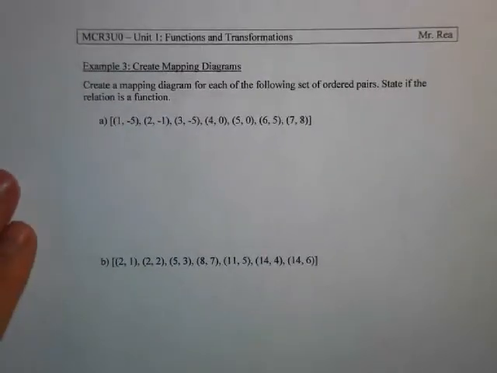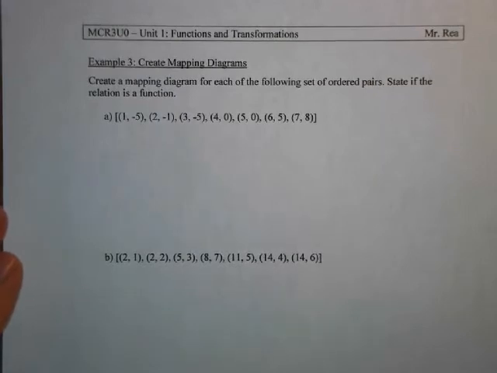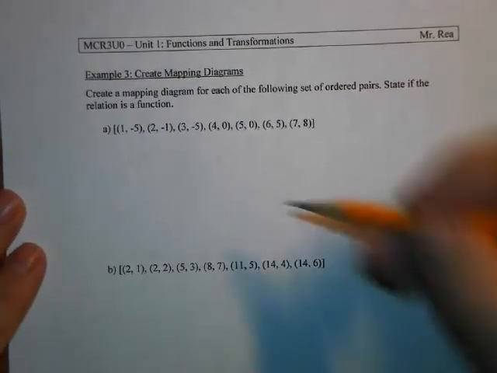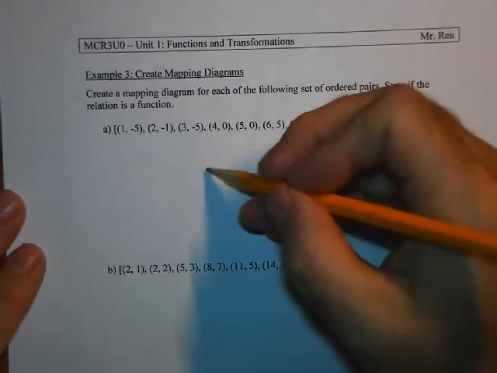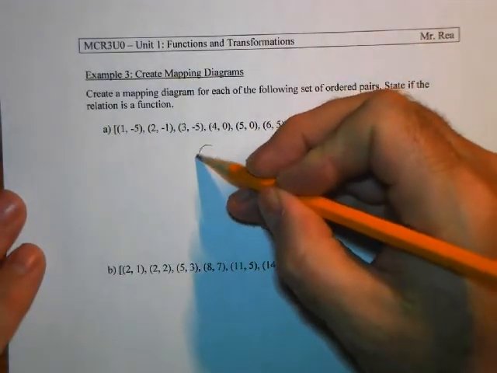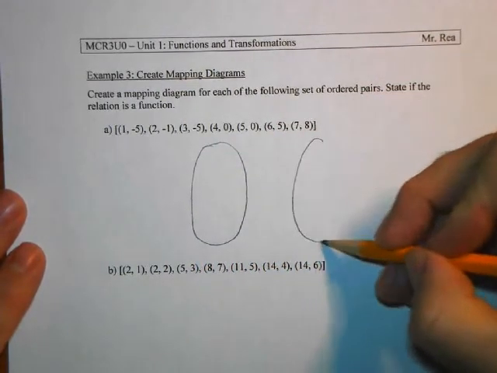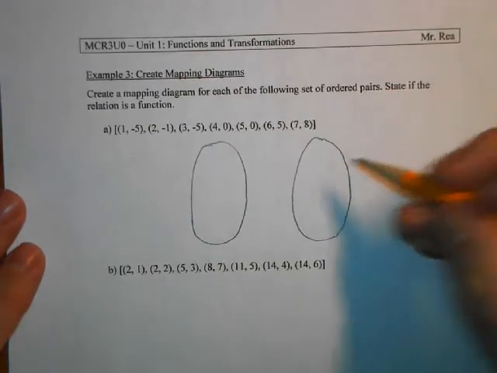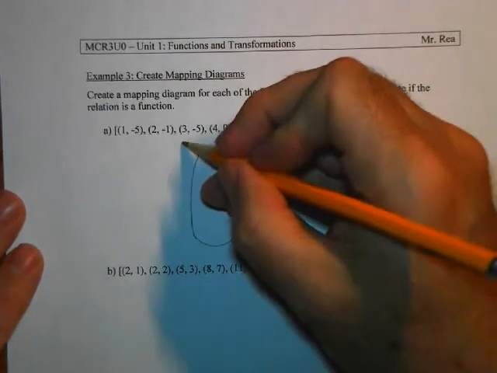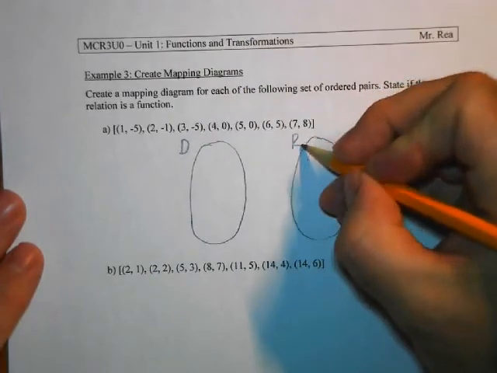Okay, we're going to do an example of mapping diagrams now. Make sure you understand what's going on there. It says create a mapping diagram for each of the following sets of ordered pairs. State if the relation is a function. If you remember the original picture on the first or second page, you've got your 2 ovals. They don't have to be perfect, but make sure they're closed. And I'll put D here for domain, R here for range.